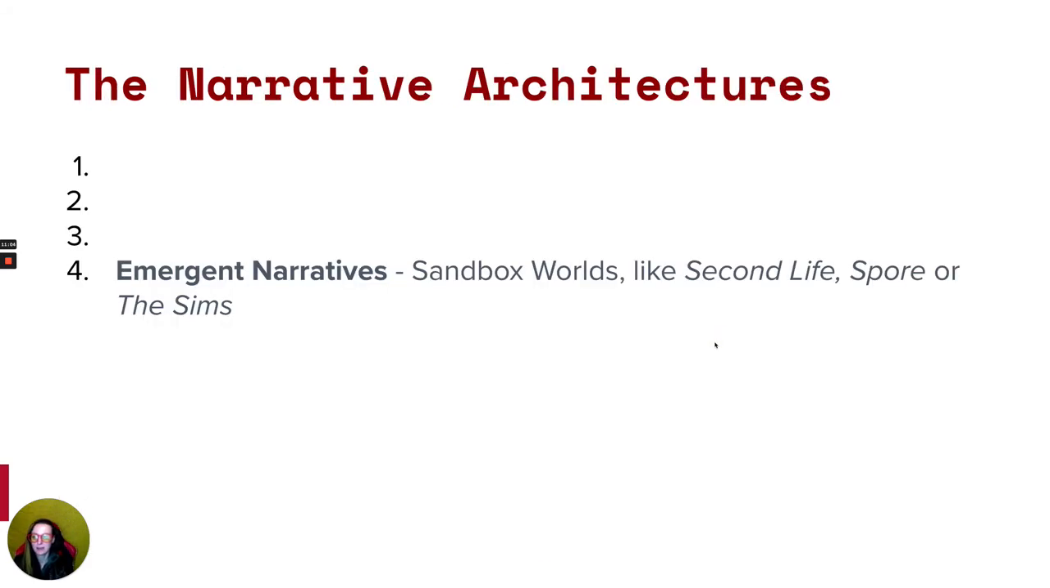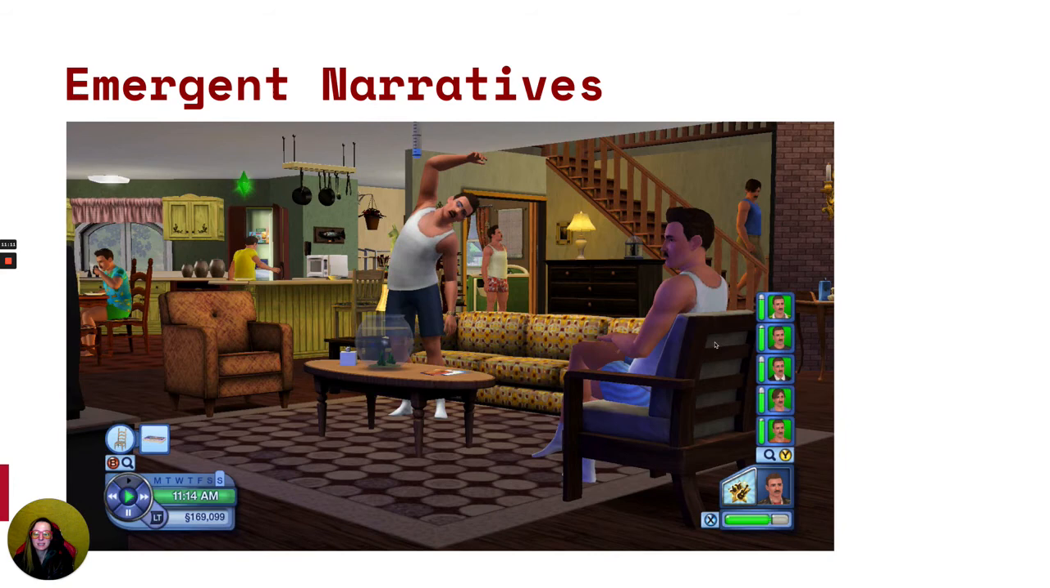And then last but not least, emergent narratives. These are sandbox worlds, basically. Second Life, Spore, The Sims. These are narratives where the author has no idea what story will happen. Instead, they create the rules of a world, and the audience is invited into the world and allowed to play in it. That's why it's called a sandbox. You play in it, and you try all the different actions that are programmed, that are possible, and different narratives emerge based on what the user tries to do and what actions they take.